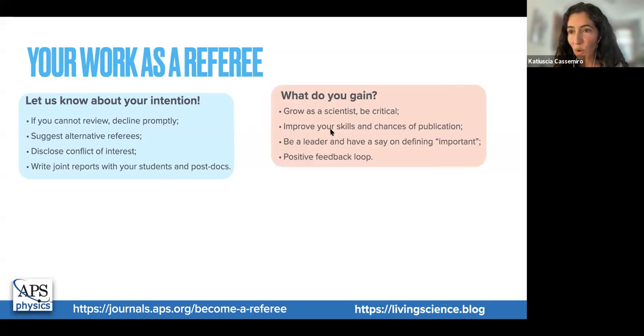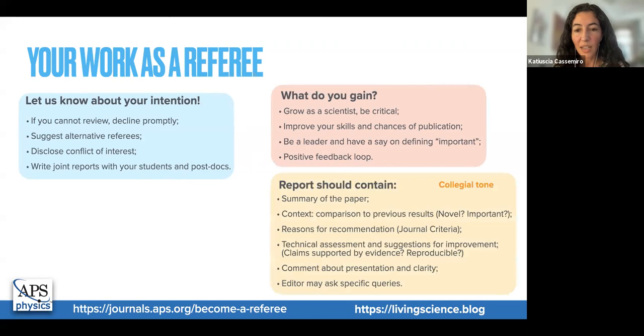Because of time, I will not go into the details of why you should be a referee, but we can go through it in the questions if you want. And I would like to say what we expect to read in this report. Please write it in a collegial way. What I would like to see is kind of similar to the cover letter of the authors, but now coming from the referee, and it's a way to cross-check if things are consistent. So I want to know the summary of the paper, what the paper is about, what has been achieved. I want to know the context. If you say, oh, this is a very good paper, okay, that is too vague.